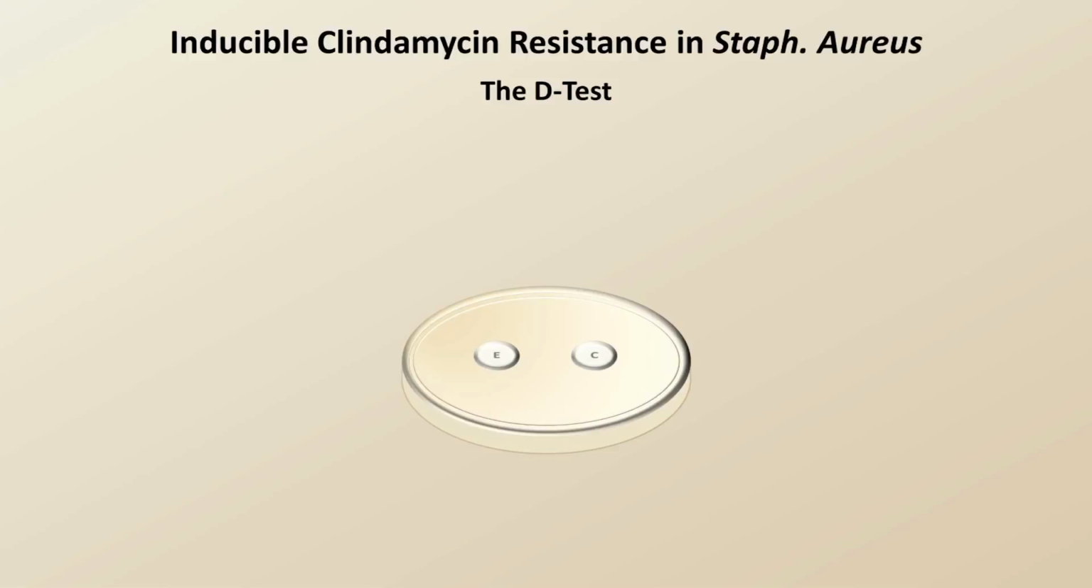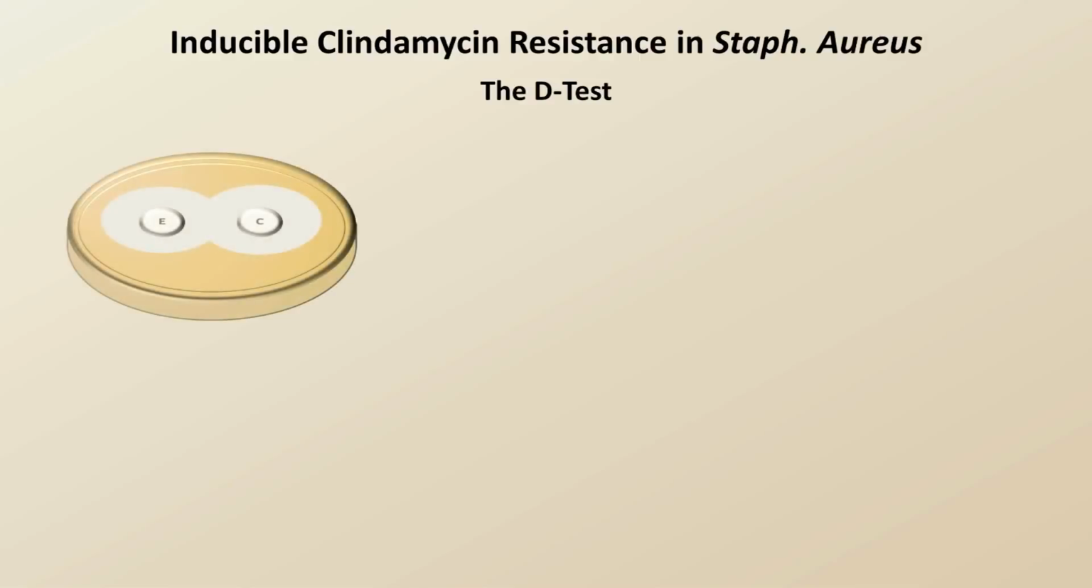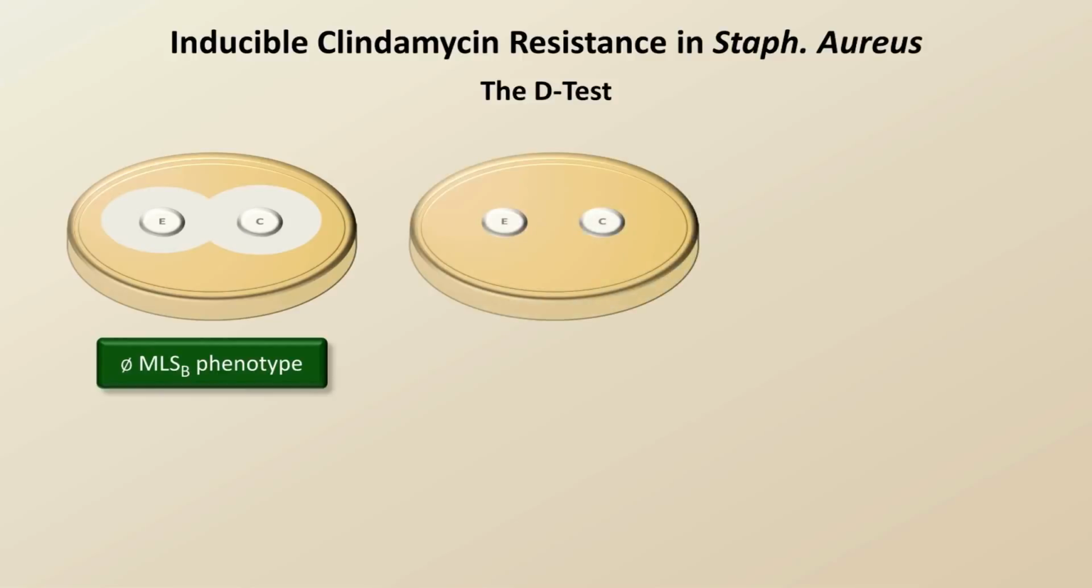After a day of incubation, one of 3 outcomes can be observed. In the first, there is a ring of bacterial growth inhibition around both discs. This is consistent with the null phenotype. That is, the bacteria express no resistance to either erythromycin or clindamycin at any time. The next possible outcome is no growth inhibition around either. This is consistent with the constitutive phenotype, though could also be seen with combined erythromycin and clindamycin resistance due to mechanisms completely unrelated to MLSB resistance.